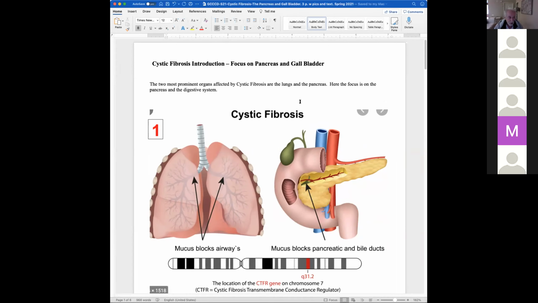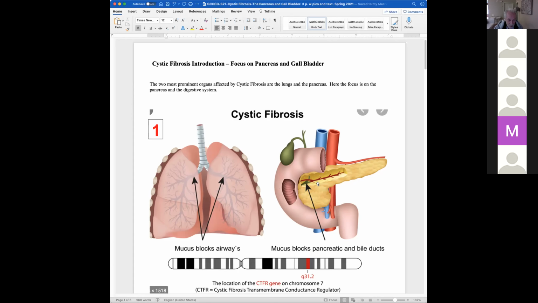The 2 most prominent organs affected by cystic fibrosis are the lungs and the pancreas. For purposes of our work here, we're going to focus on the pancreas, not the lungs. But in both cases, the lungs here on the left, there are air passages within the lungs, which get clogged up with mucus for people who have cystic fibrosis.